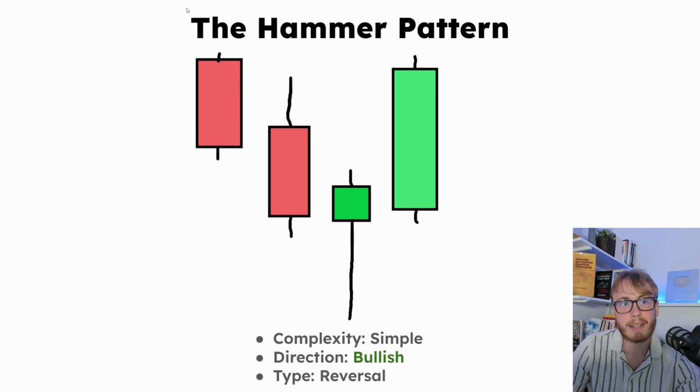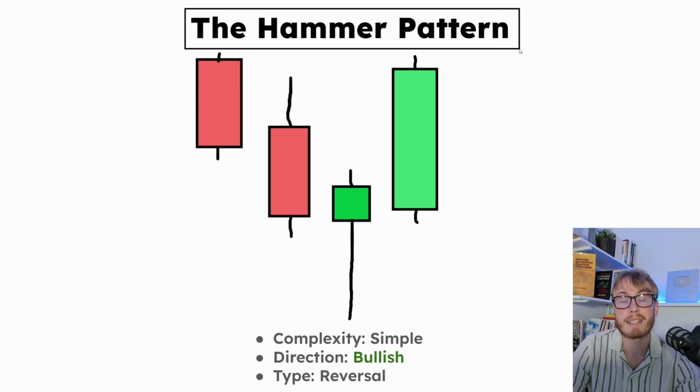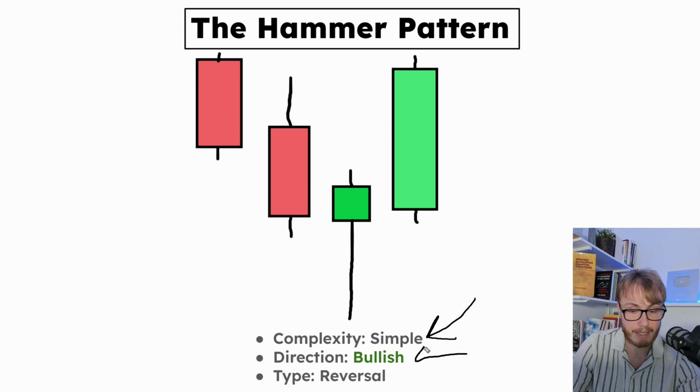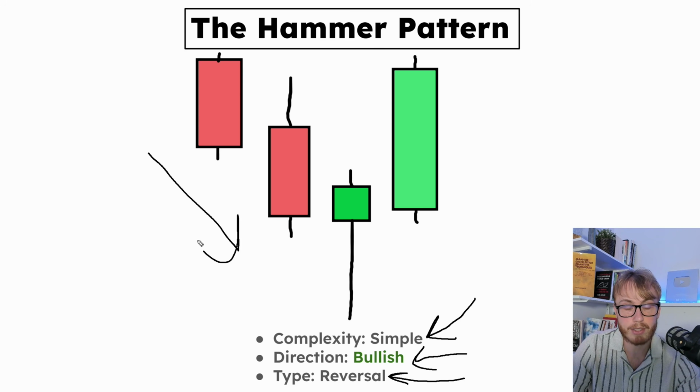The next candlestick pattern you definitely need to learn is the hammer pattern. The hammer pattern is what I call a simple pattern because it consists of only one candlestick. The direction here is bullish, and the type here is once again a reversal. So before the pattern, we need to see a move towards the downside. Once again, this can either be a pullback or a larger impulsive move.